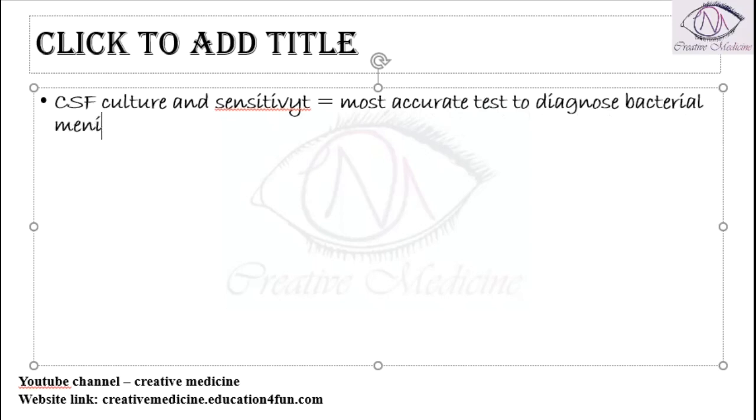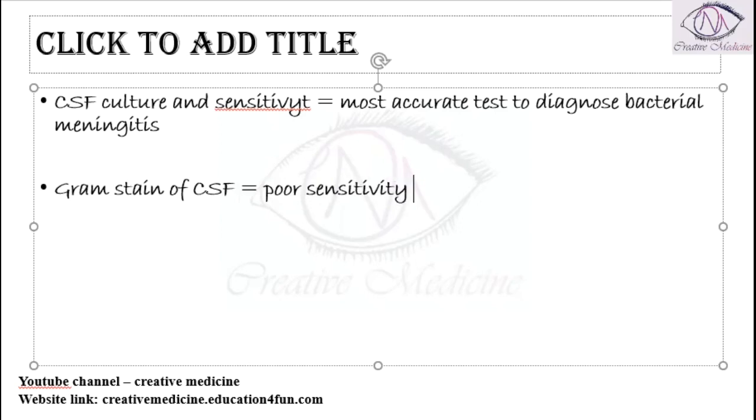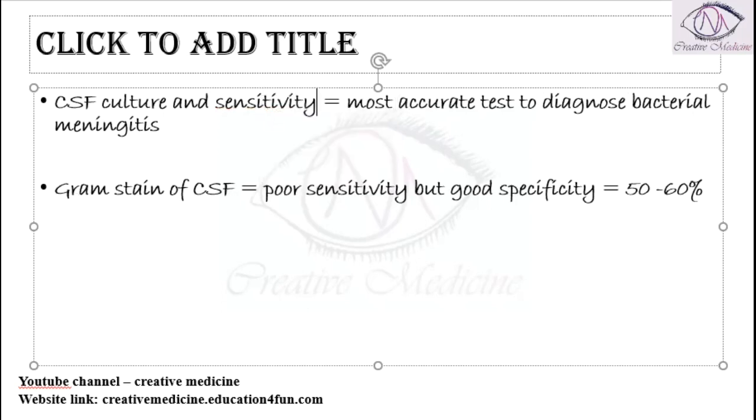Why? There is one more test to diagnose bacterial meningitis, which is gram staining of CSF. But this gram staining of CSF has poor sensitivity, though it has good specificity. Because of its low sensitivity, mainly CSF culture and sensitivity is the accurate test for diagnosing bacterial meningitis.